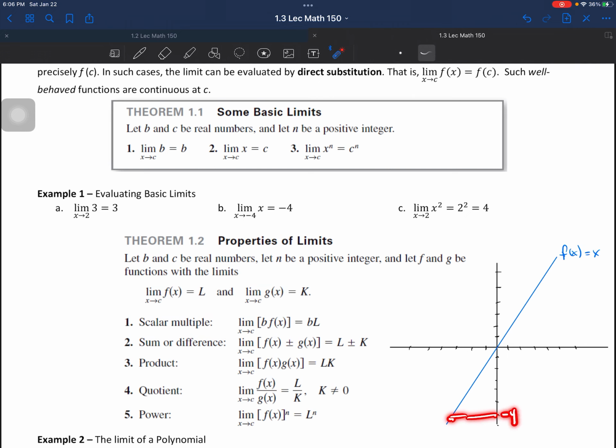So what we're saying here is that all we have to do is a direct substitution. If you have an x value, all you have to do is directly substitute x in here. And the same thing happens here: if we have a power, we're going to do a direct substitution, just like we're doing here. And that will give us the limit.